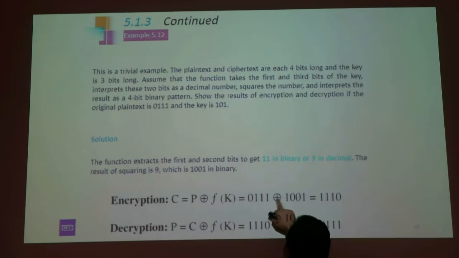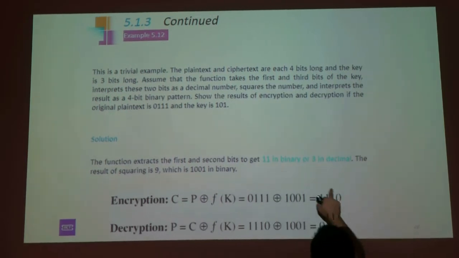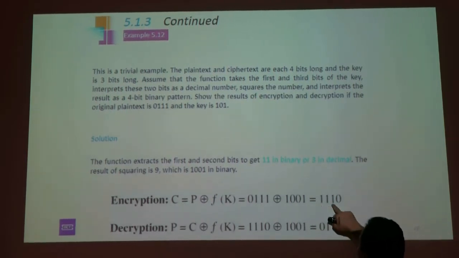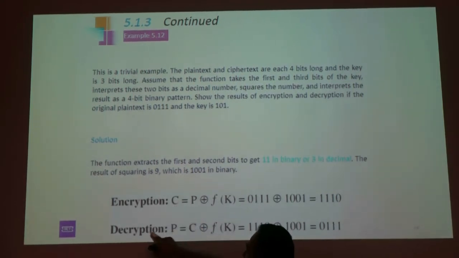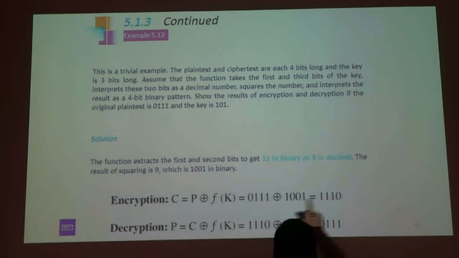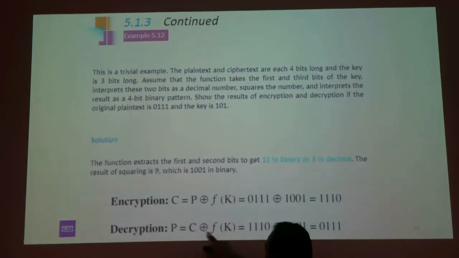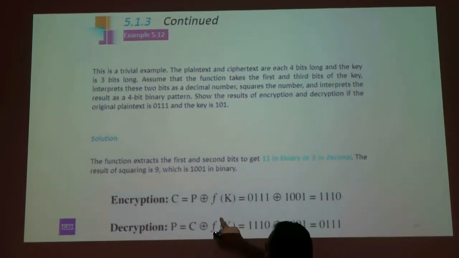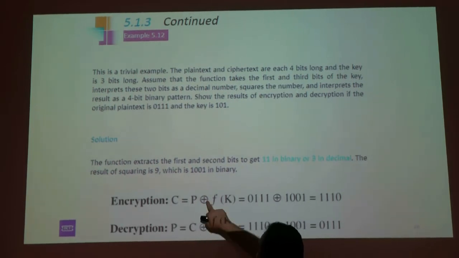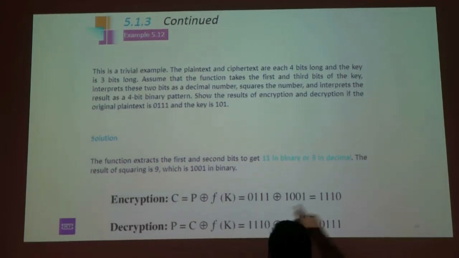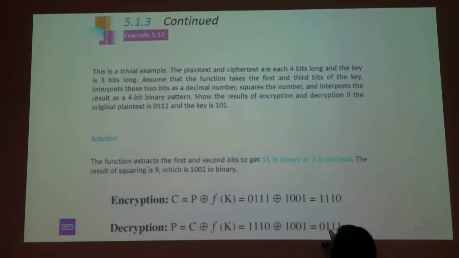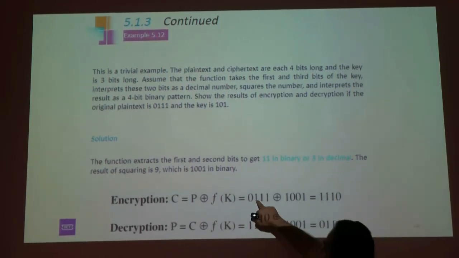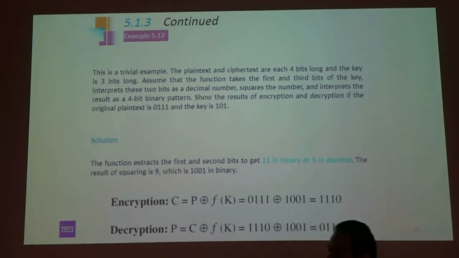So this is the 3 squared, and this is the plain text. When XORing, it will give you this result. What is this result in here? 1, 1, 1, 0 is the cipher, the C. So in the decryption, we put the C, which we got in here. As long as I have the same function, and I'm doing XOR with the output of the function, I am able to get what? The plain text.